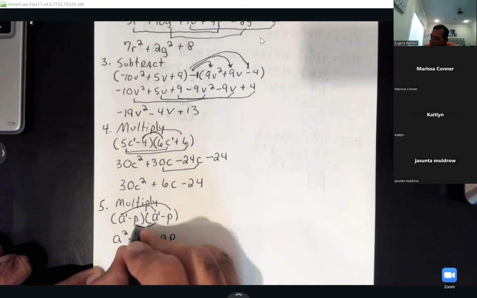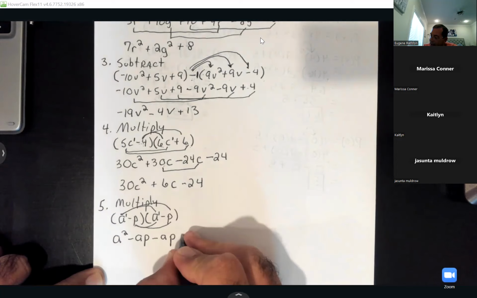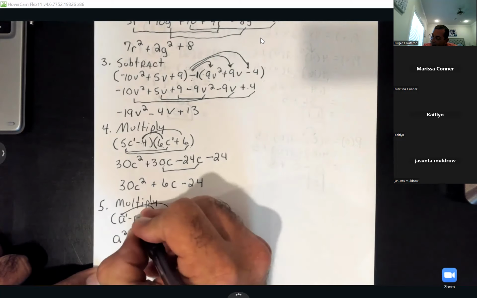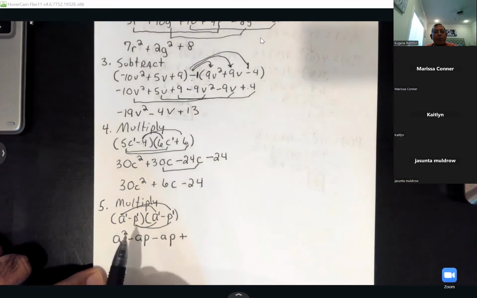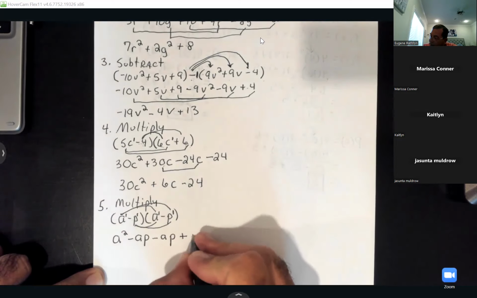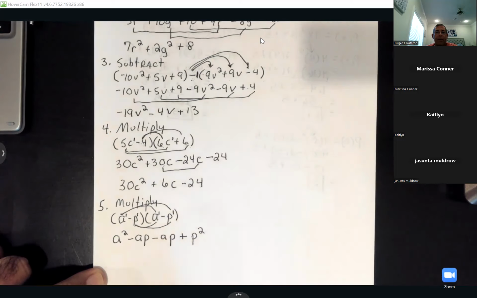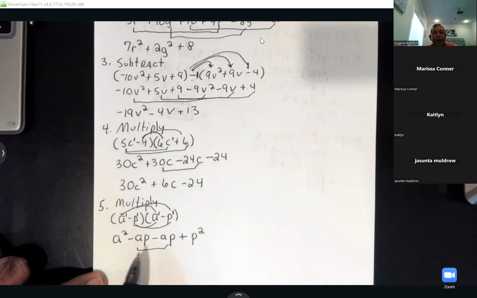A negative P times a negative P. A negative times a negative is a positive. And remember, that's a P1 times a P1. So I'm going to add those exponents. 1 plus 1 gives me a P squared. Now, y'all notice this. Those like terms don't cancel because they're both negative.